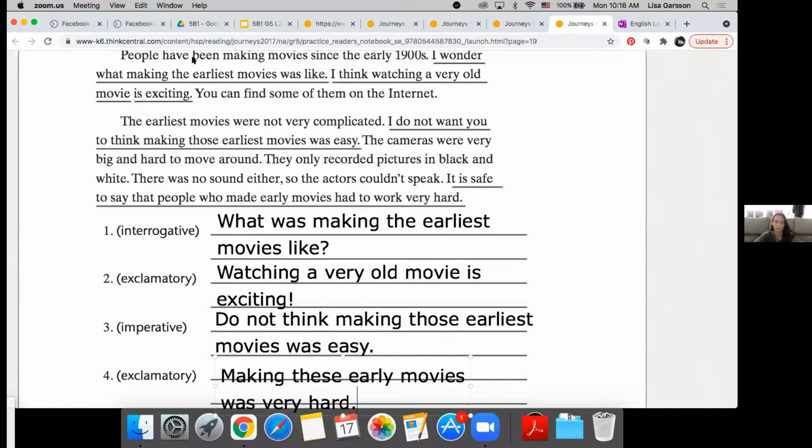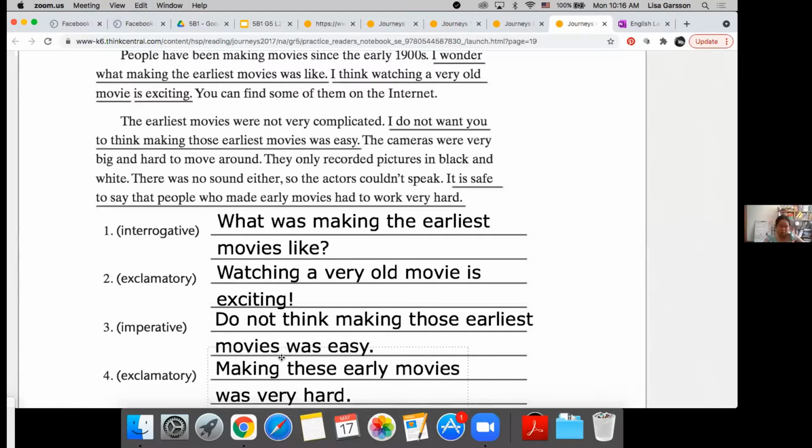Like this? No, with the exclamation point at the end. Can you say it with an exclamation point? Making these early movies was very hard. That doesn't sound like an exclamation point. How can we say it with an exclamation point? Making these early movies was very hard!